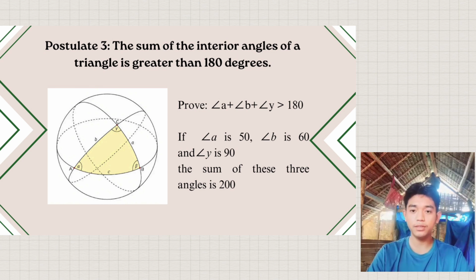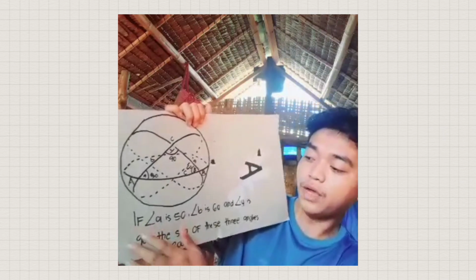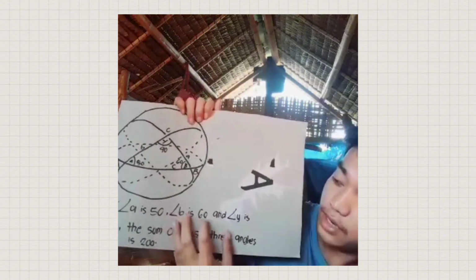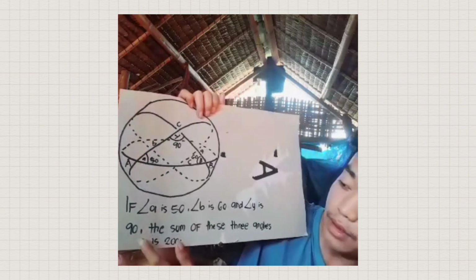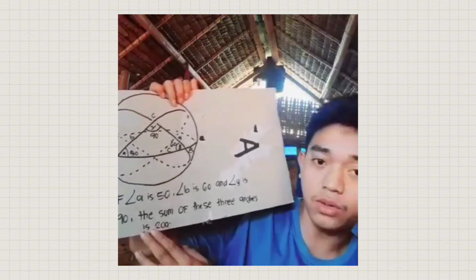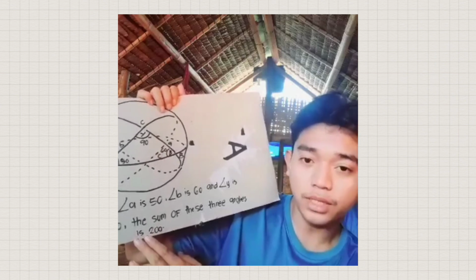Postulate number 3: the sum of the interior angles of a triangle is greater than 180 degrees. So, prove that angle A plus angle B plus angle Y is greater than 180 degrees. In this illustration, angle A is 50, angle B is 60, and angle Y is 90. If the sum of these three angles is combined, it equals 200 degrees. So we conclude that 200 is greater than 180 degrees.